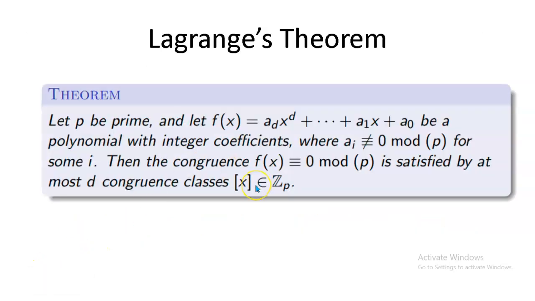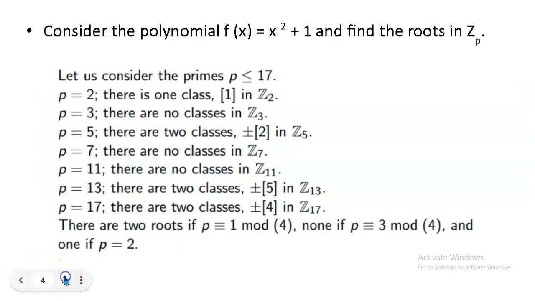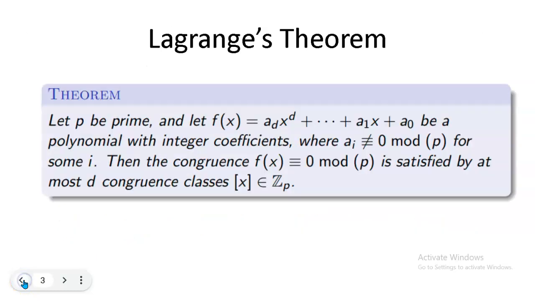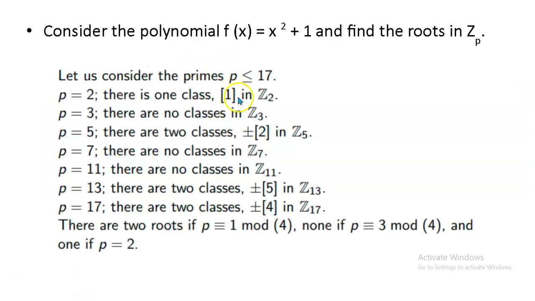In order to obtain f(x) ≡ 0 mod p, here f(x) ≡ 0 mod 2. What value of x can be given? There is just one value of x, where 1² + 1 = 2, and then 2 is congruent to 0 mod 2. And thus there is just one class, 1, in Z_2.